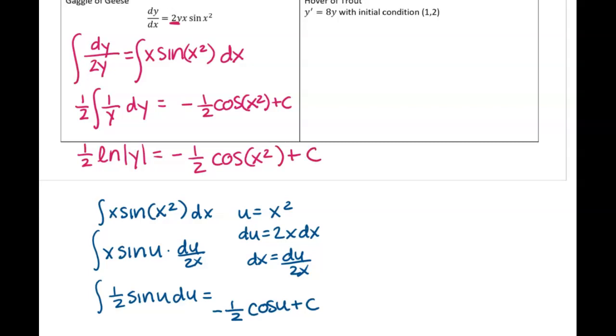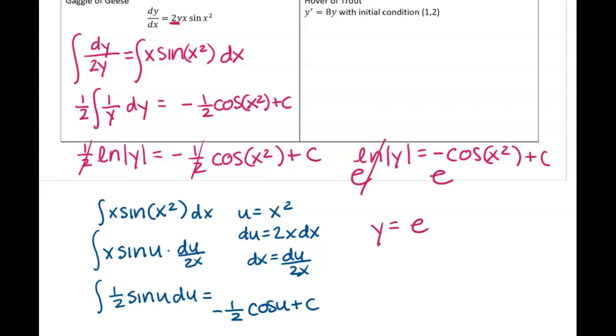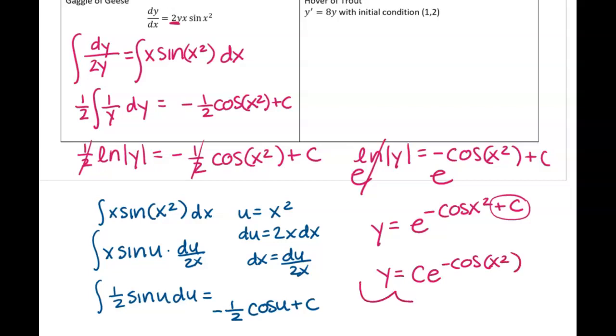Well, I can honestly multiply everything by 2 and the fractions are gone, right? So I have natural log of y equals negative cosine of x squared plus c. Exponentiate both sides. Y equals e to the negative cosine of x squared plus c. But this plus c turns into e to the c and goes out front. So y equals c e to the negative cosine of x squared.